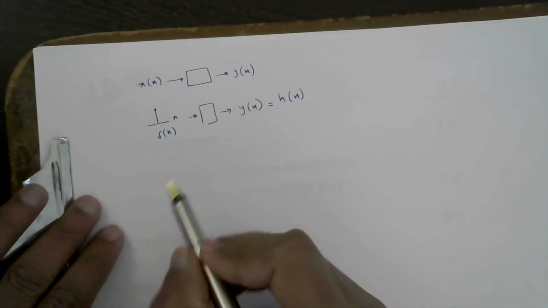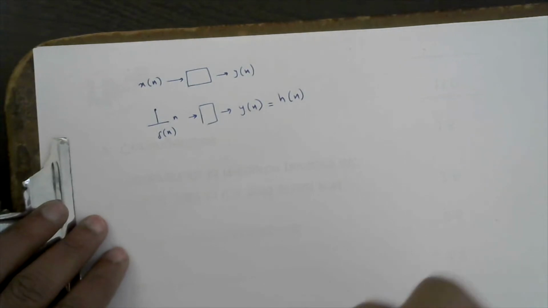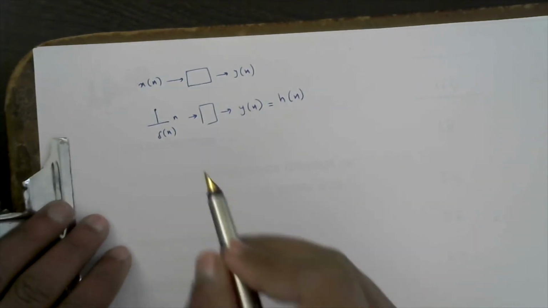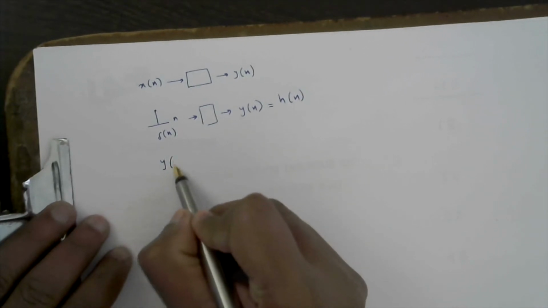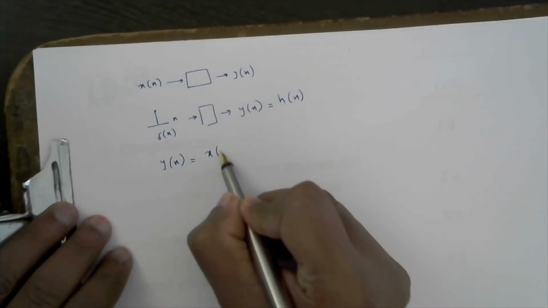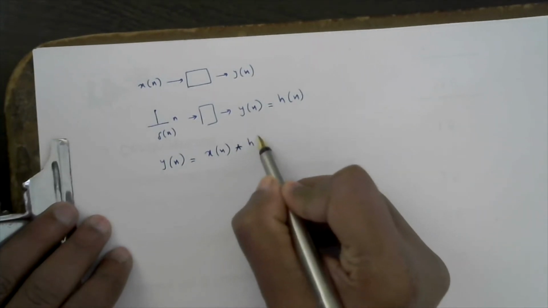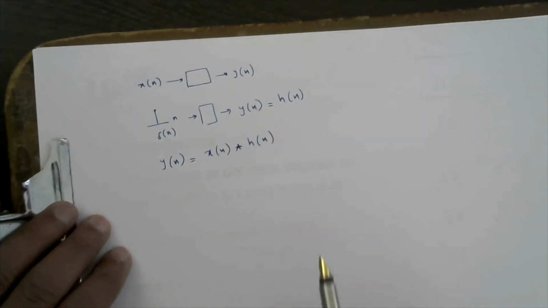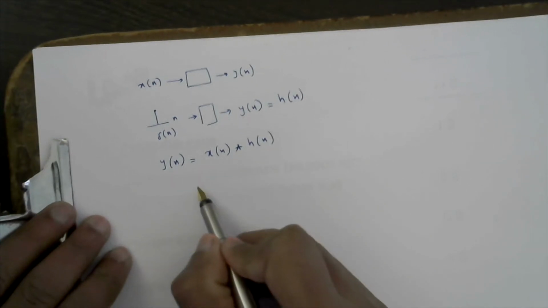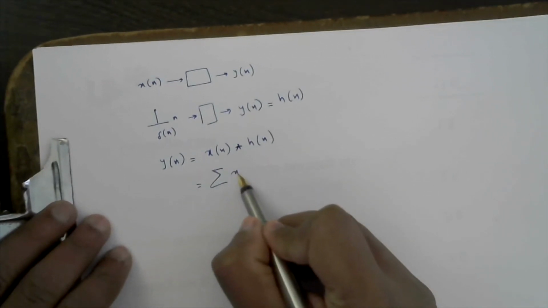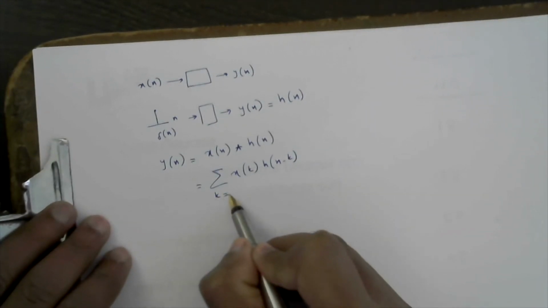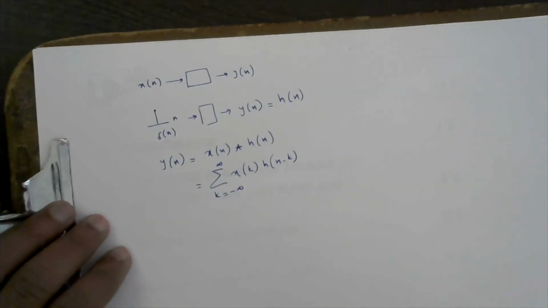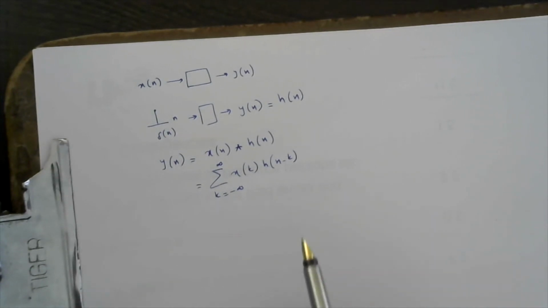And if this system is linear and time invariant, we saw that the output to any input x of n can be written as y of n is equal to x of n convolved with h of n, where h of n is the unit impulse response, and this had the form sum of x of k h of n minus k, k goes from minus infinity to plus infinity. So this was the convolution sum which we saw in the previous class.